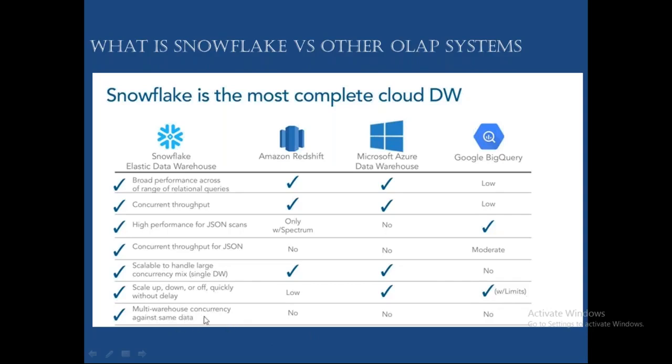Multi-warehouse concurrency against the same data. Here you have no, but in Snowflake you can create multiple data warehouses in the same account. I will show you all those things in detail, don't worry. Ultimately you need to understand there are a lot of new features which are available only in Snowflake. These options are not available even in Redshift, Azure Data Warehouse and BigQuery. Nowhere do you have all these options available, right? So that's why we need to go to the Snowflake data warehouse.